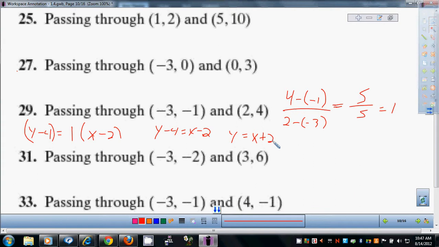Questions? So why did you choose (2, 4)? Oh, I just chose that one. You could choose (-3, -1). That would have made this y plus 3 and x plus 1. So that part would be different, but this would work out the same. That's why it doesn't matter which one you choose.